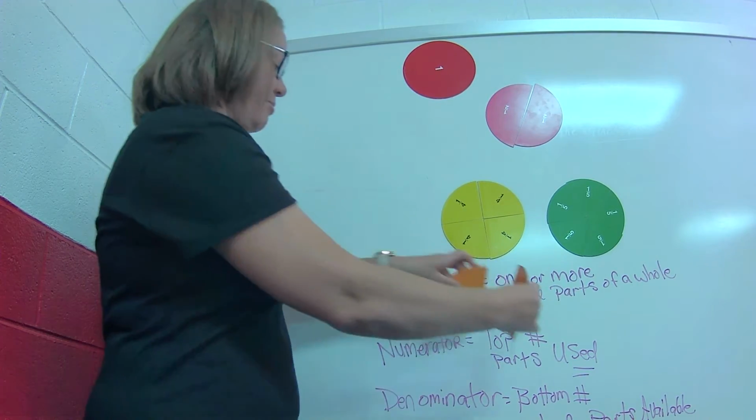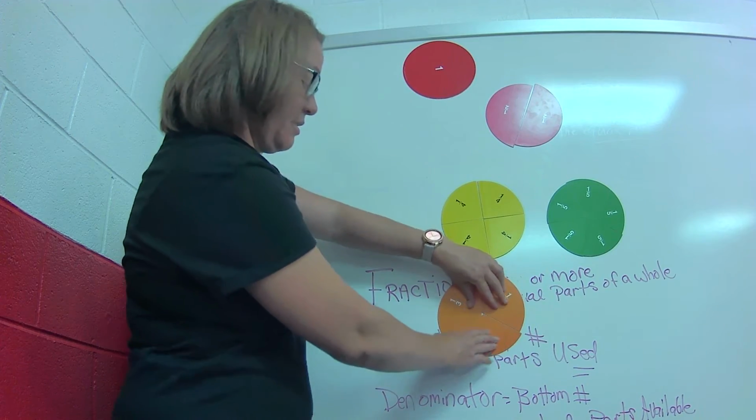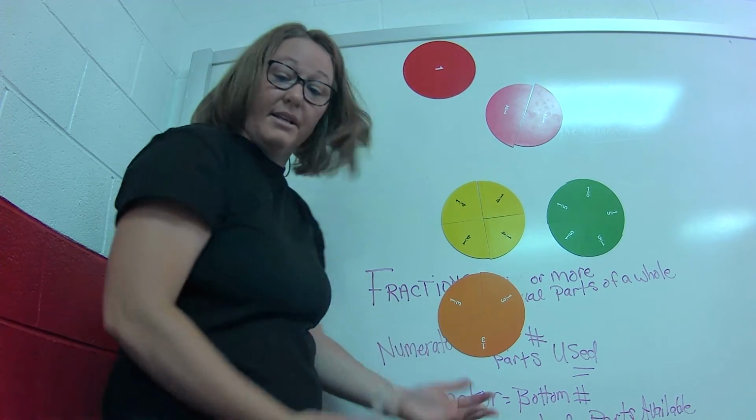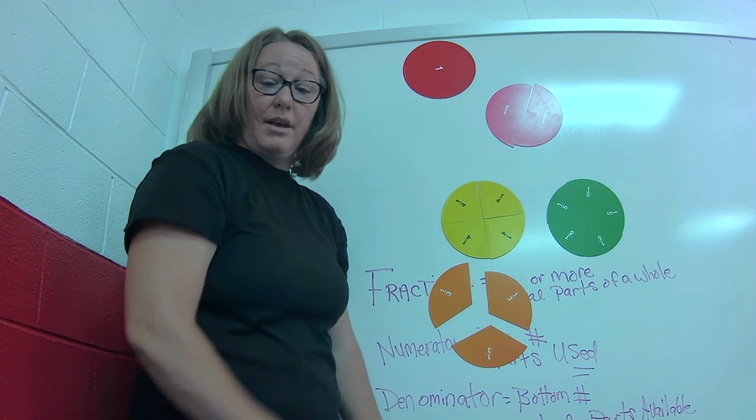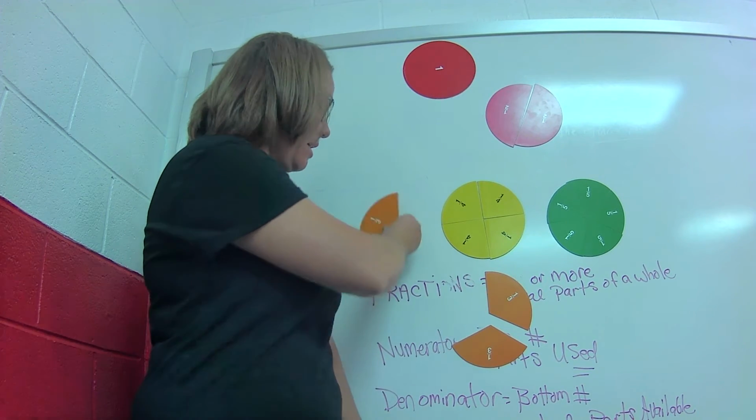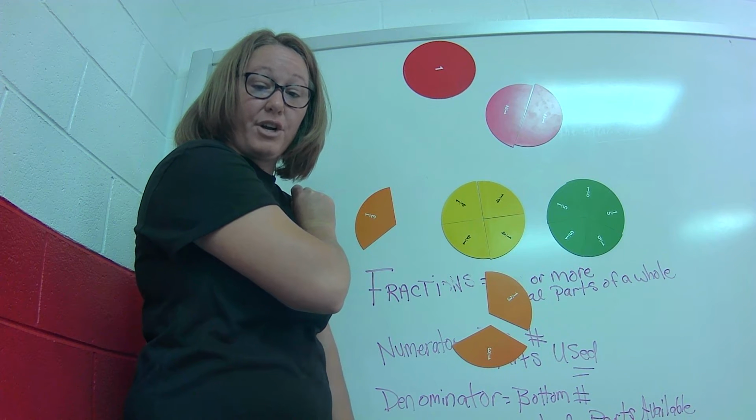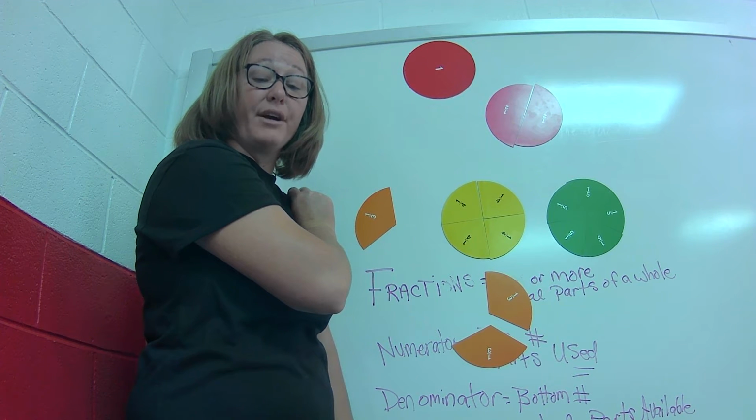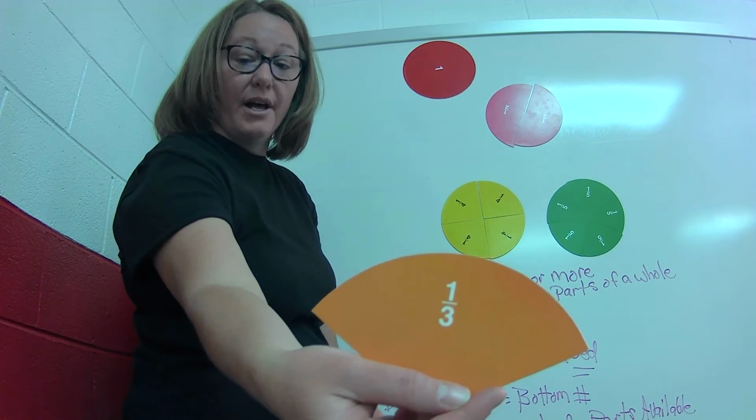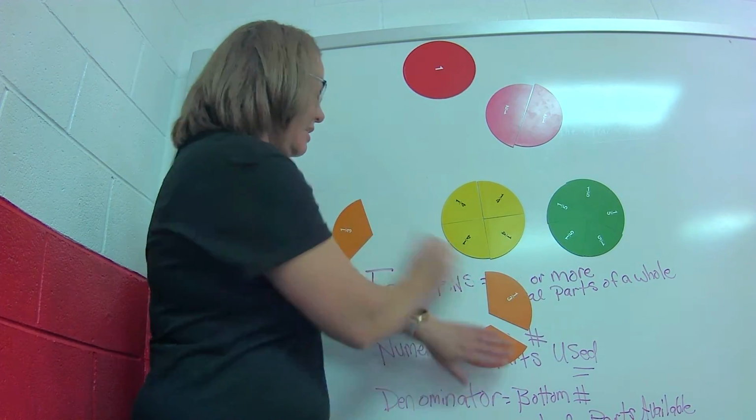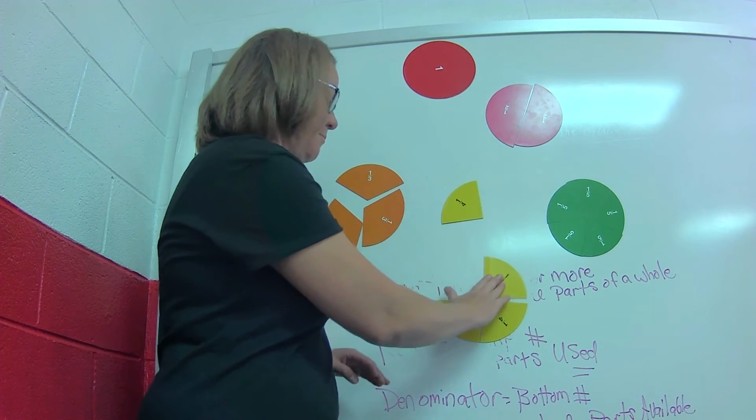Here is an example of 3. All right, I took the same pizza, or a different pizza, let's put it that way, and I cut it into 3 parts. Well, Sally ate 1 part, so that would be 1/3. Again, the numerator is the parts that are used. We used 1/3. All right, here you have a pizza cut into 4 pieces.